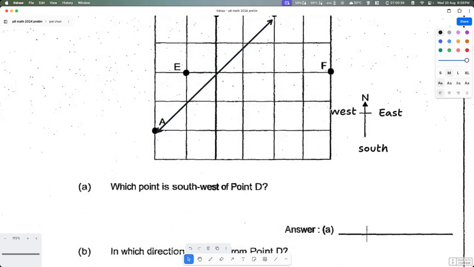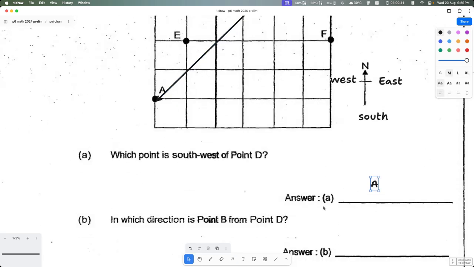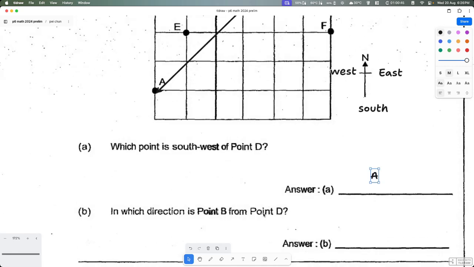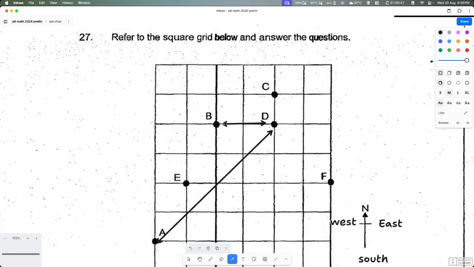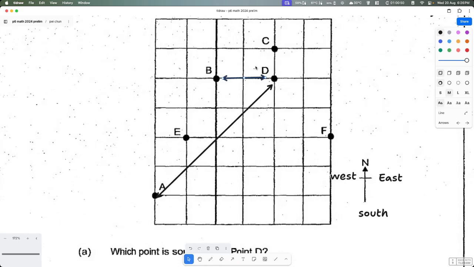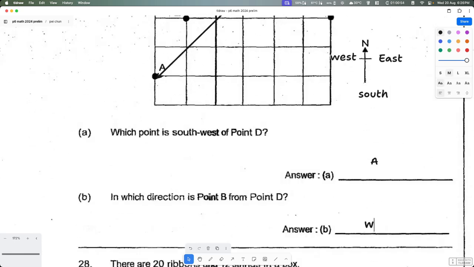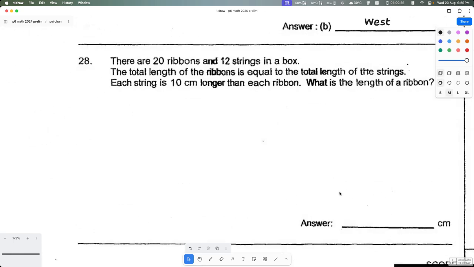Okay, so A. All right, and which direction is point B from point D? So point B from point D, which is this one. So point B from point D, which is west. Okay, west. All right, let's move on to question 28.